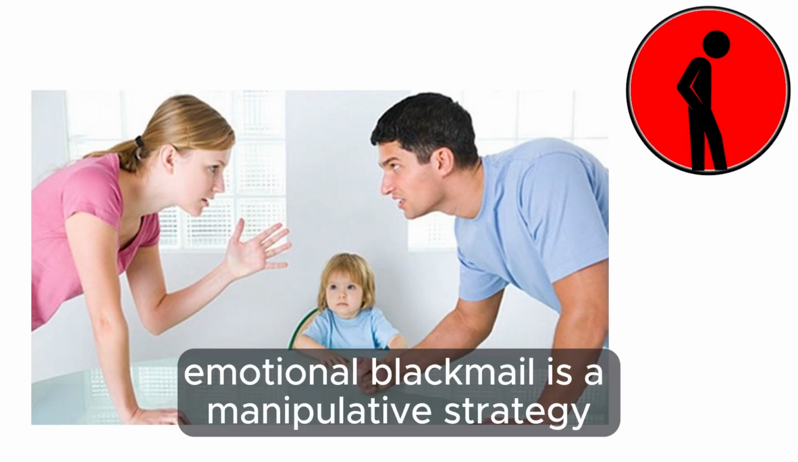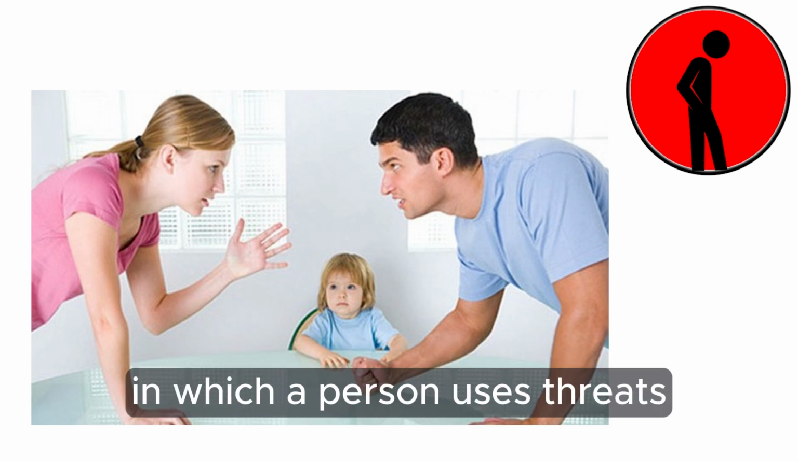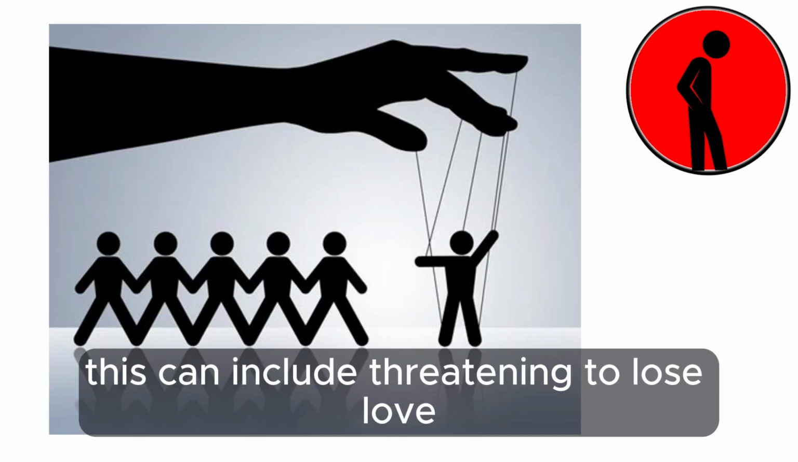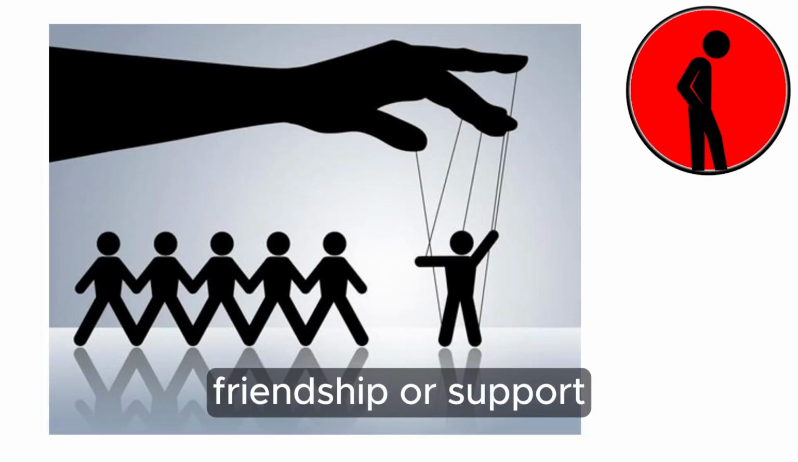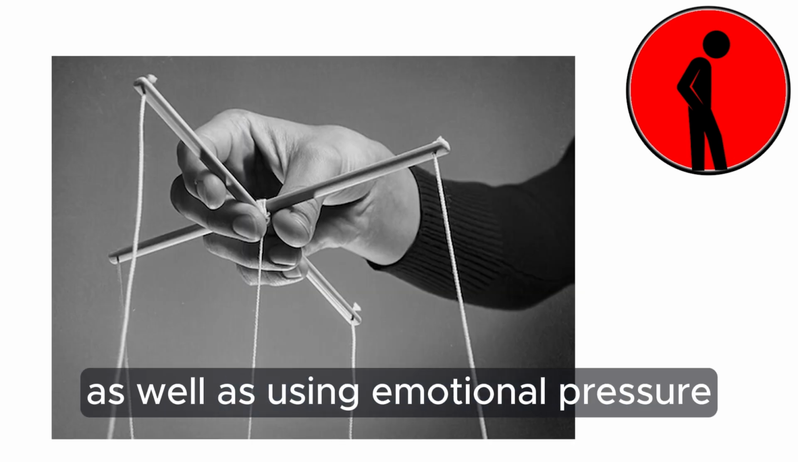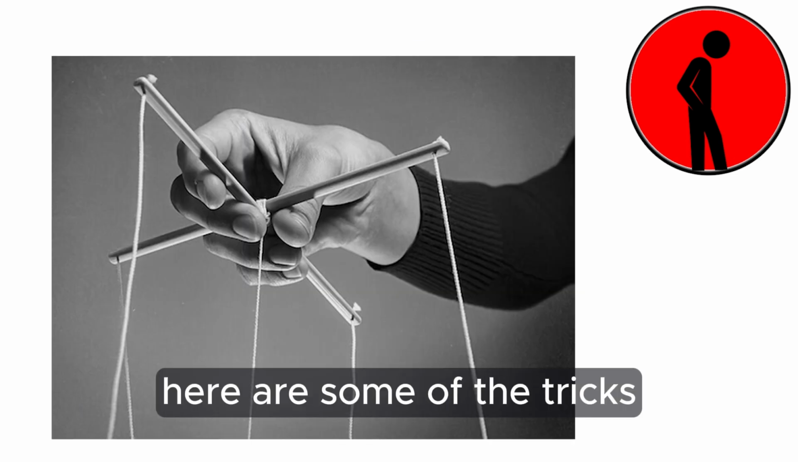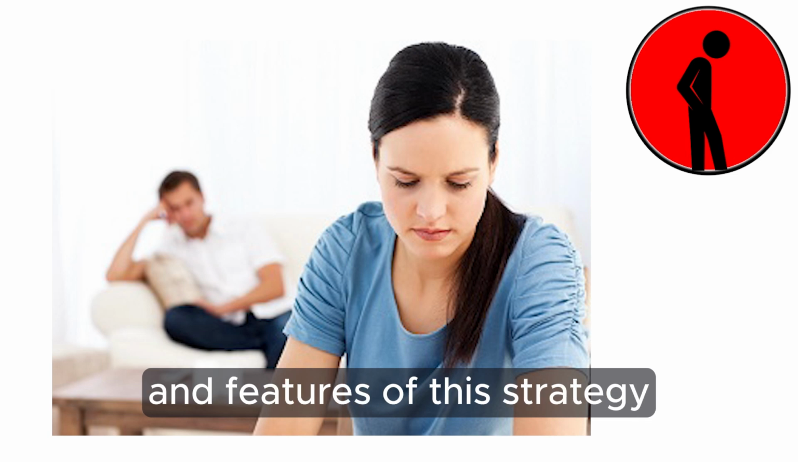Emotional blackmail is a manipulative strategy in which a person uses threats or guilt to get another person to do something or respond to their needs. This can include threatening to lose love, friendship, or support, as well as using emotional pressure to get the desired result. Here are some of the tricks and features of this strategy.